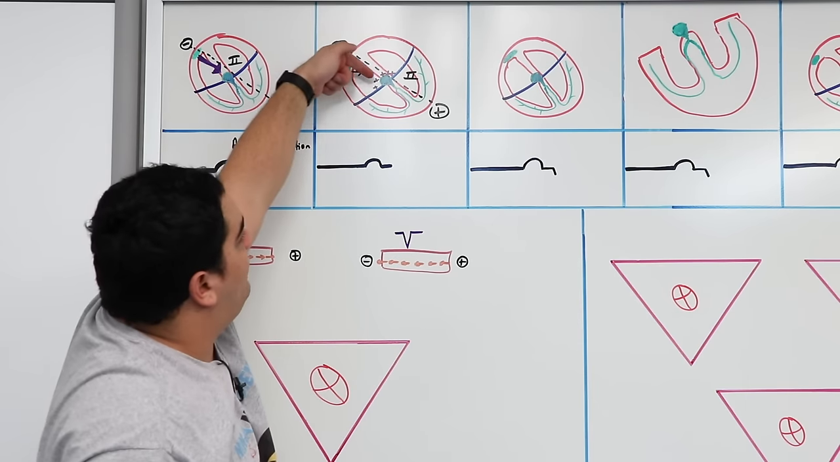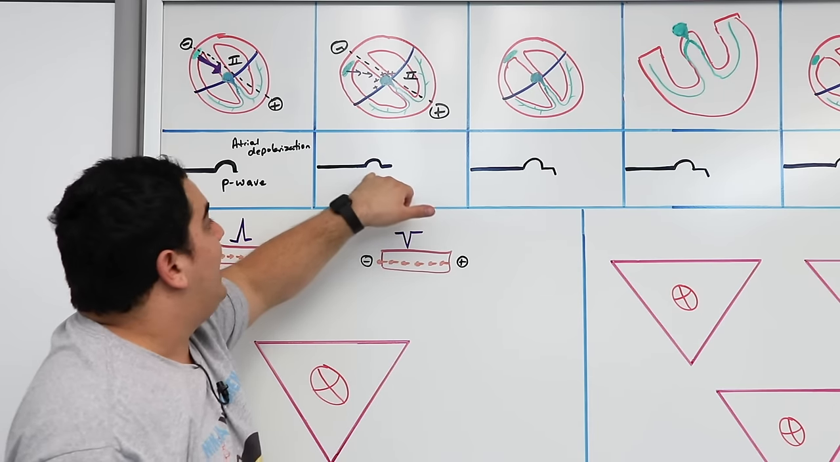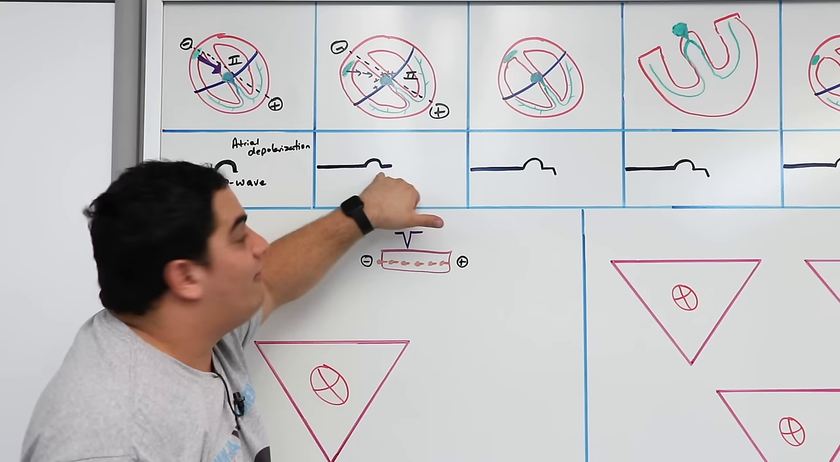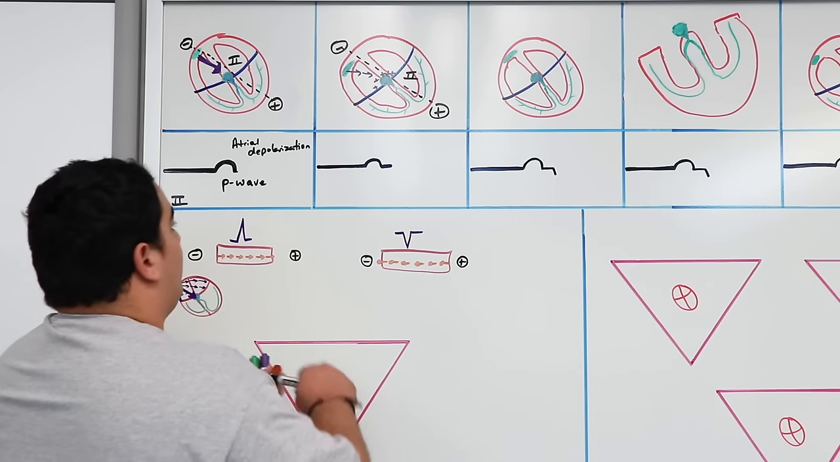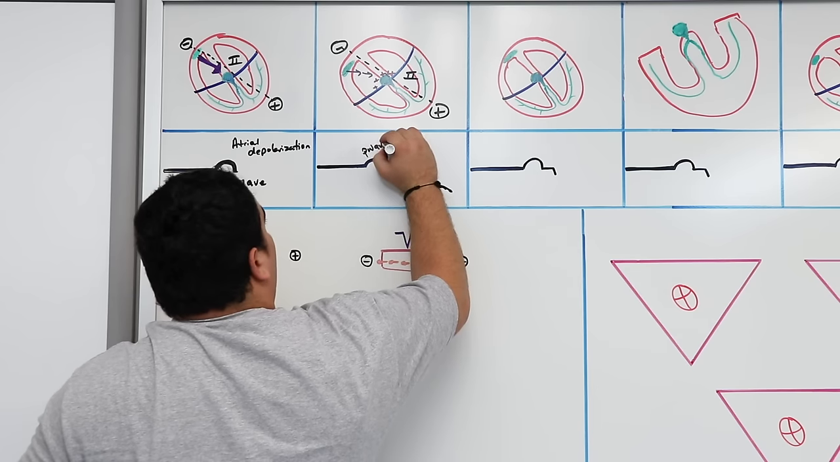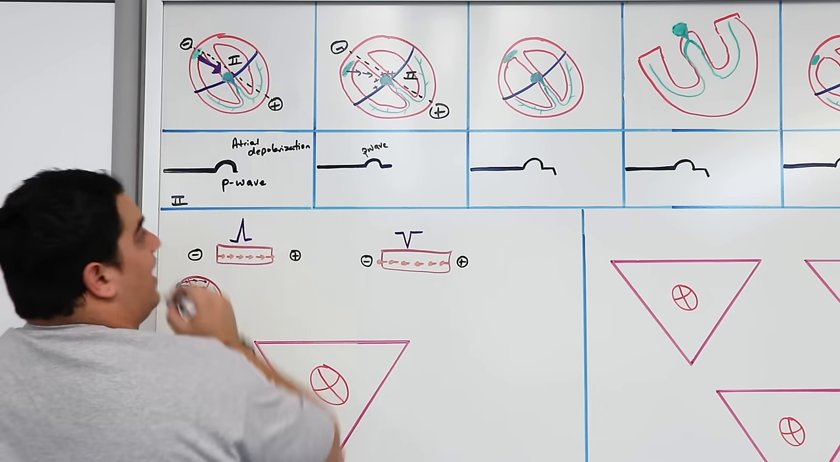There's no electrical activity that's moving from the AV node to the bundle of His yet. There's about a 0.1 second delay. Is there going to be any deflection? No. So this should actually be a flat line. So this is your P wave. Again, we already discussed that that was atrial depolarization, right? And that's generated by this vector.